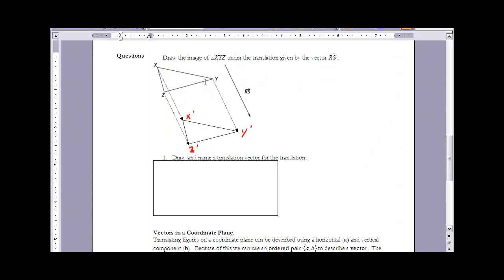Alright, so here's the answer to that one. You'll notice that I have these vectors in here, and I just drew those to show you how we came up with these different points. Each one of these vectors is parallel to the one that was given, and it's exactly the same length as the one that was given. So each of the points X, Y, and Z went exactly that distance down the page in exactly that direction. So this is what your final answer should look like.